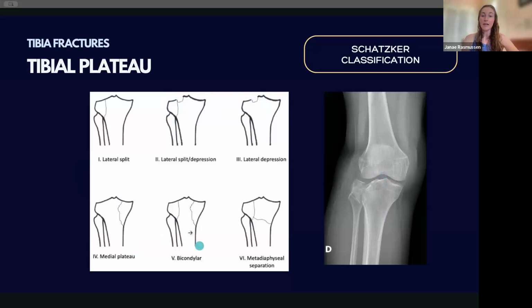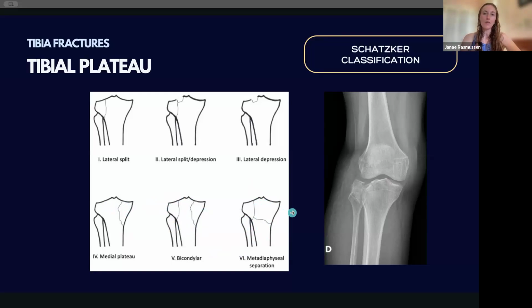Moving on from there, we have bicondylar, which is type 5, meaning you're affecting both the medial and the lateral. And then type 6, this is arguably the worst. This is where you have not only fracture typically of your medial and lateral, but you have this metadiaphyseal separation. So this makes it far more unstable. And the reason why this is so important is because typically when you see a tibial plateau fracture, oftentimes it's from a high energy mechanism, especially when you see a 4, 5, or 6.